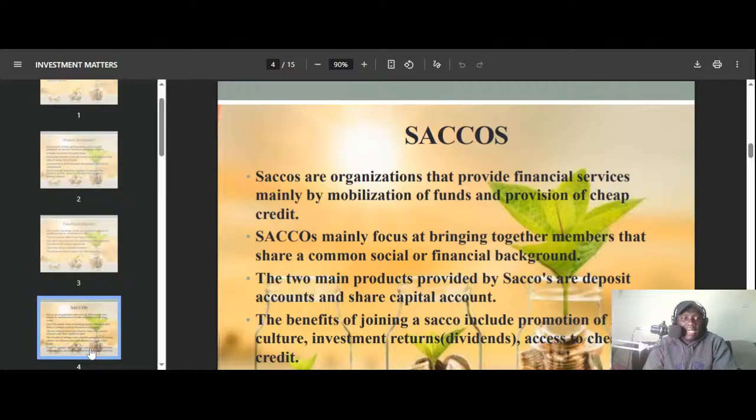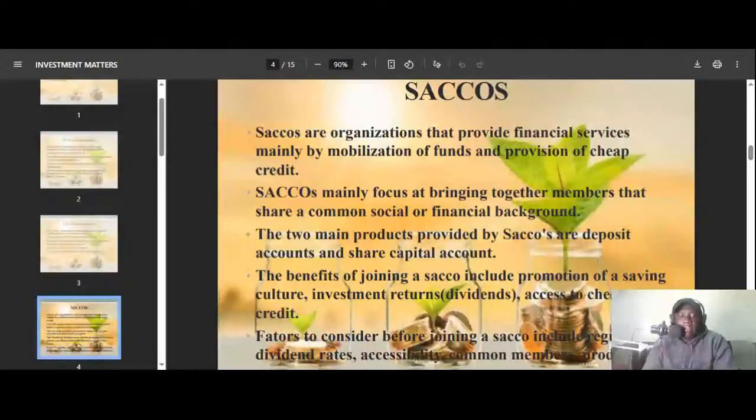Let's mention something about SACCOs. They are also an investment avenue on their own. And I would say that SACCOs are organizations that provide financial services mainly by mobilization of funds and provision of cheap credit. SACCOs mainly focus on bringing together members that share a common social or financial background.